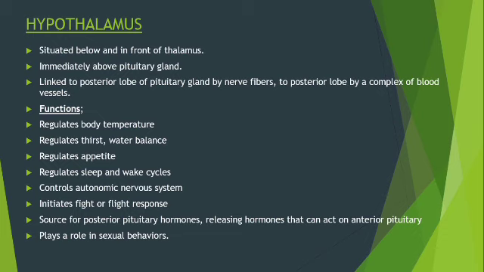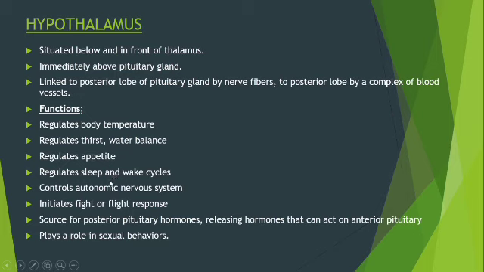Hypothalamus is situated below and in front of the thalamus, immediately above the pituitary gland. It is linked to the posterior lobe of the pituitary gland by nerve fibers and to the anterior lobe by a complex system of blood vessels. Its functions include regulation of body temperature, regulation of thirst and water balance, regulation of appetite, and regulation of sleep and wake cycles.